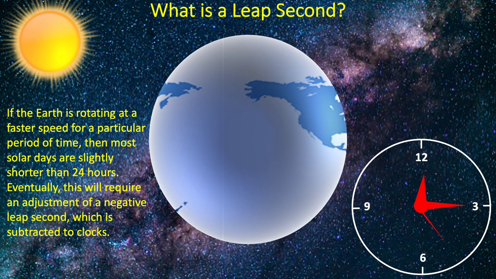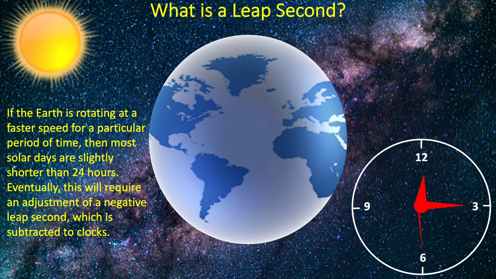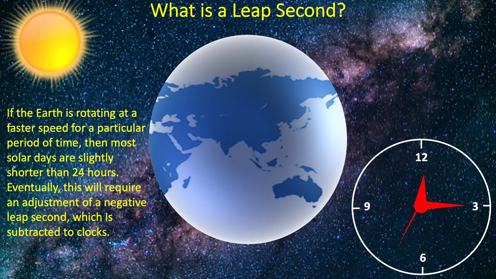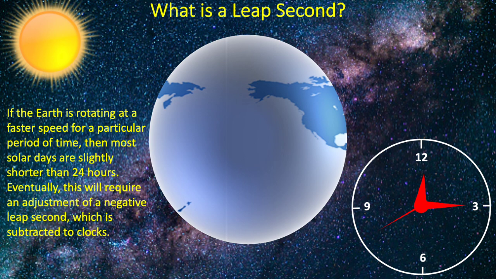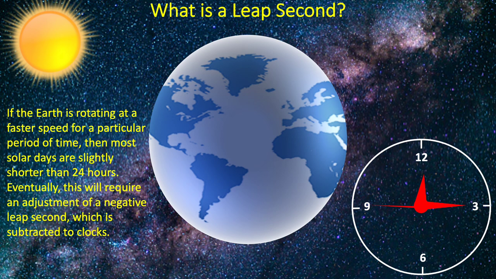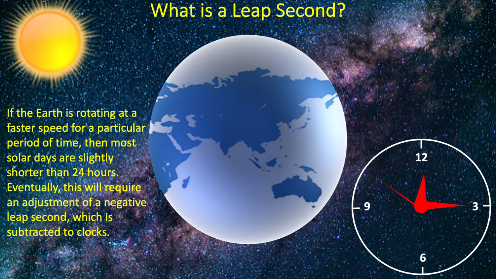However, if the earth is rotating at a faster speed, then solar days are slightly shorter than 24 hours by a fraction of a second. If a large number of solar days are shorter than 24 hours for a period of time that is sufficient enough to become the overall difference of 1 second, then this also requires the synchronization of clocks by subtracting an extra second from our clocks, which is called a negative leap second. Therefore, leap seconds can be positive or negative.